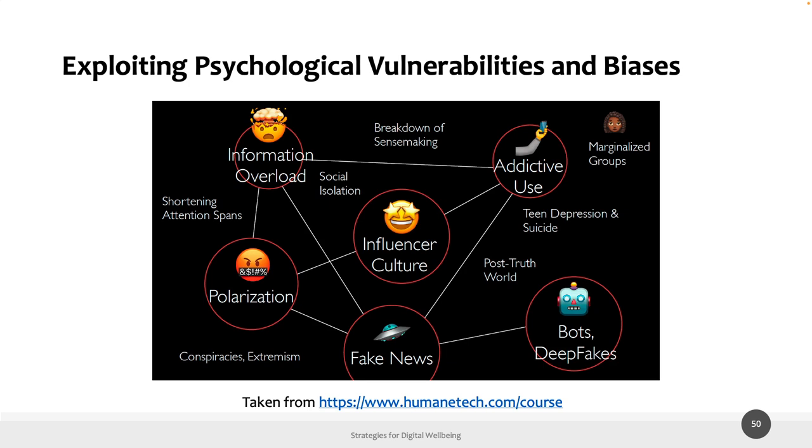The usage of persuasive technology may have different negative impacts for users. This is a picture taken from this course, again from the Center for Humane Technology that I mentioned in the first lecture. So using persuasive technology can lead users to experience polarization, fake news, influence culture, and so on. Again, in this specific course, we are focusing more on the addictive use and information overload. But again, the topic of digital well-being can be easily extended to many different aspects of the well-being of people.